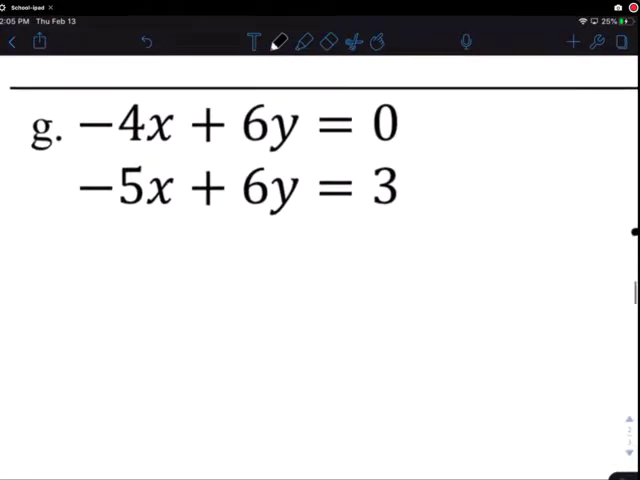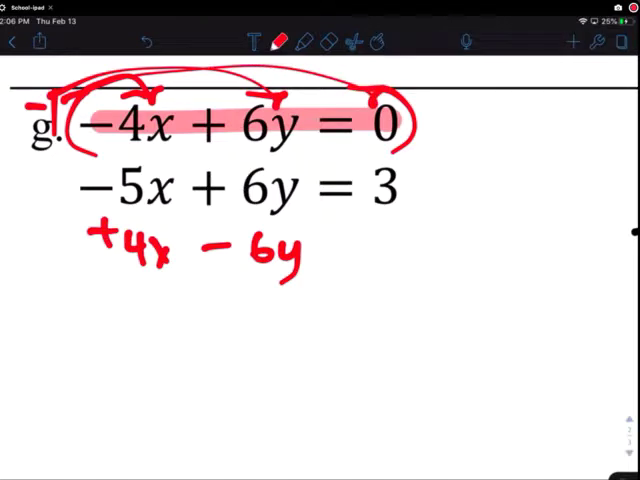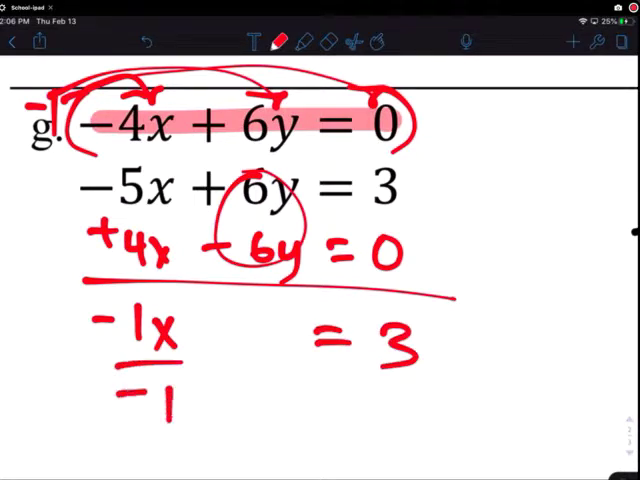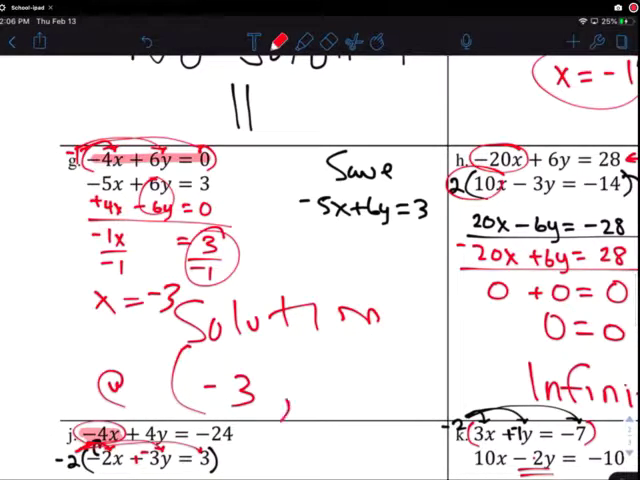Okay, one of them here, this one can be 0. Let's change the top one to the negative of this. So in order for that to happen, you might need to multiply by negative 1. That gets you a positive 4x. That gets you a negative 6y. Gets you a 0. And that's a 0 here. That's negative 1x equals 3. Divide by negative 1. You got your solution at negative 3, because x is negative 3. Positive divided by a negative.